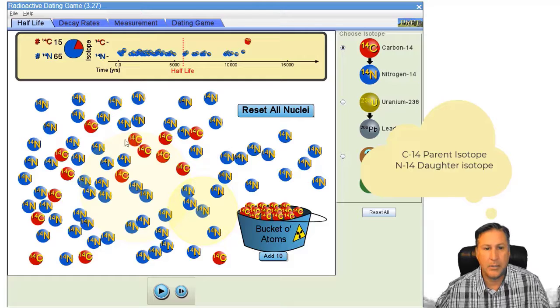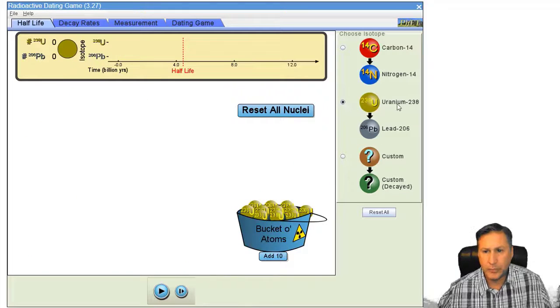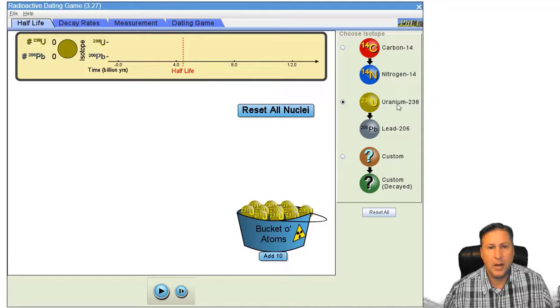Carbon-14 is the parent isotope, and the daughter isotope is the nitrogen. So this is showing carbon-14 turned into nitrogen-14. That's one of the isotopes that we use in order to date fossils. If we're not dating fossils, we probably would want to use something like uranium. Uranium is a naturally occurring isotope, it's a heavy isotope, and it's found in a lot of rocks. So you'll find it in granite deposits, and so it's a good thing to measure the age of rocks, assuming that there is some uranium in there.